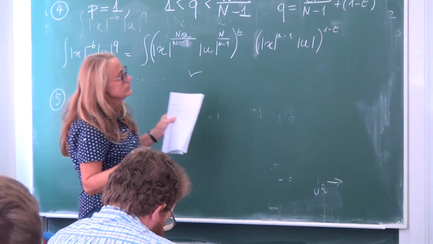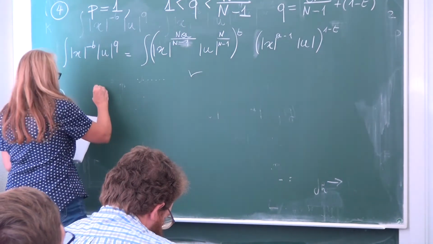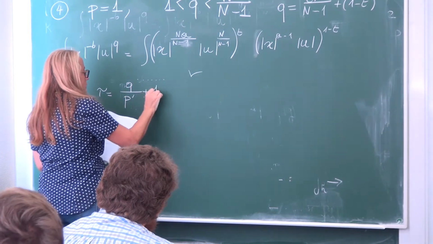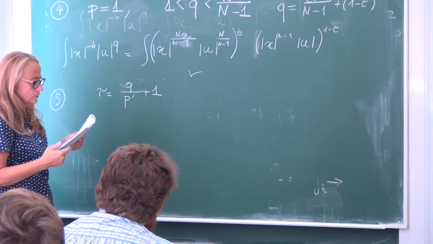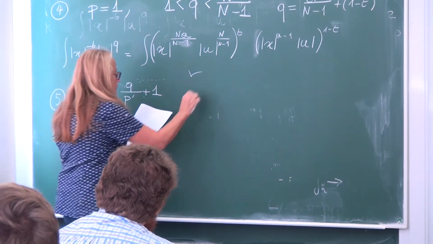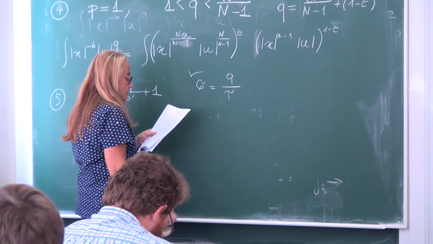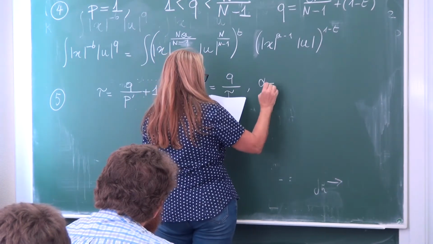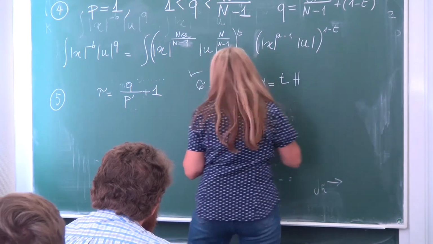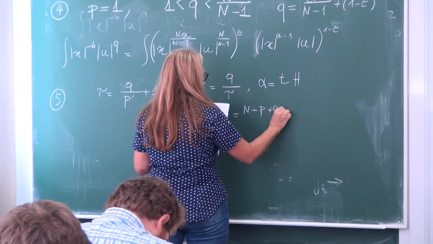The next is the general case. In the general case, you take tau equal to q over p prime minus 1. Evidently, it's greater than 1. Fantastic. I wrote that tau is between 0 and 1. Sigma is q over this tau, and alpha is equal to tau, the Hardy constant, what comes in the Hardy inequality.